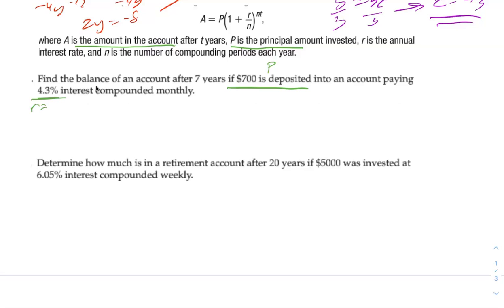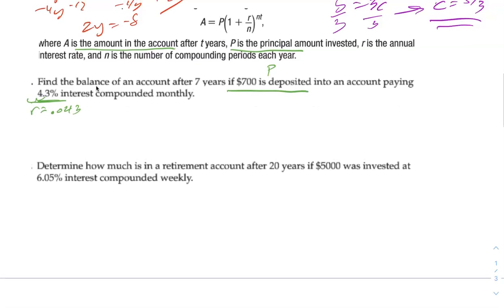Now remember, it has to be in decimal form, not percent form, so move that decimal over 2 spots. And then 7 years is my T, my years. And compounded, how many times you compound it? Monthly means you're compounding it once a month, so that's 12 times in a year. So that's probably the toughest one. Compounded means how many times you compound it in that year. So monthly is 12 times.